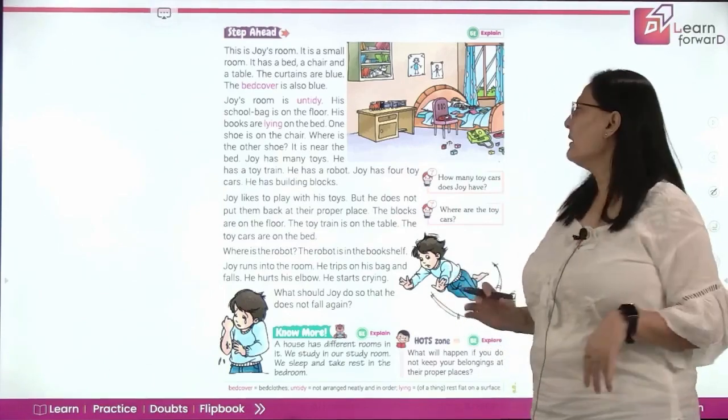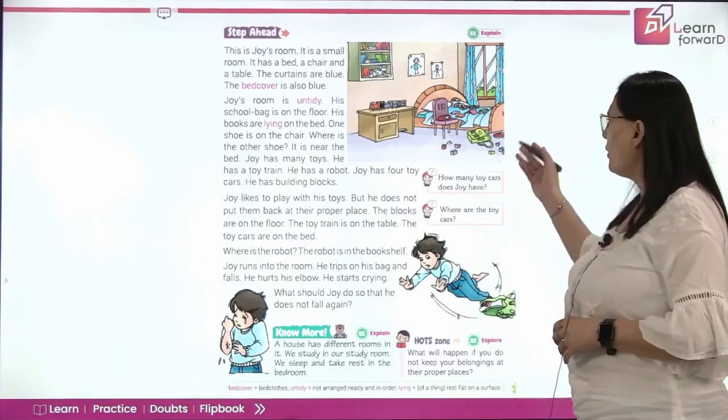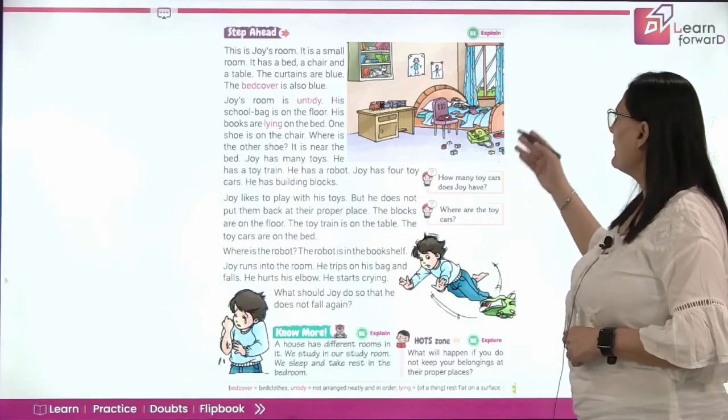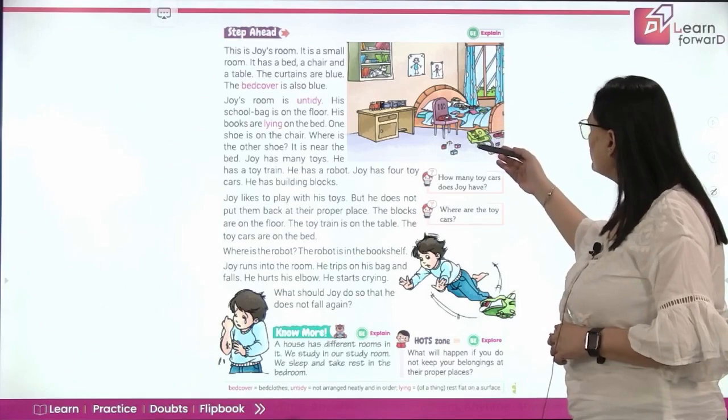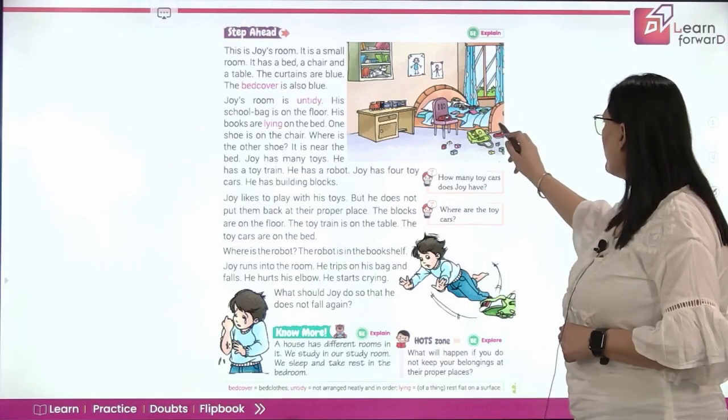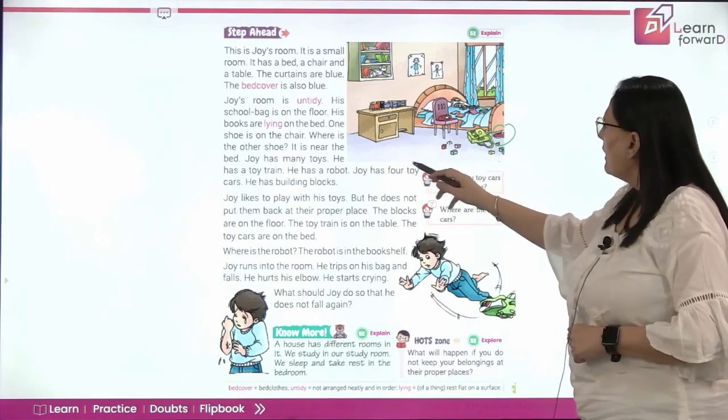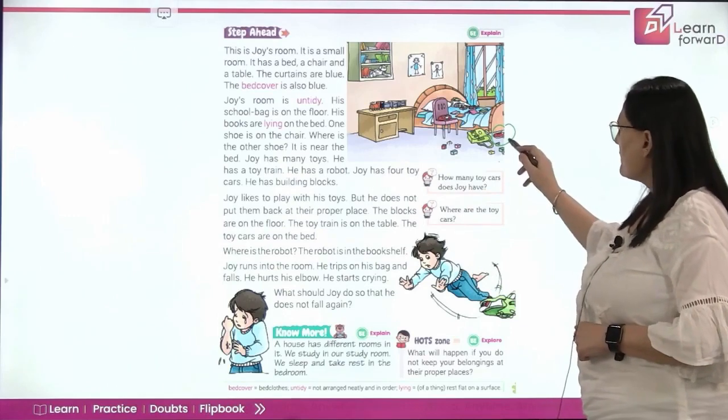It's messy. His school bag is on the floor. His books are lying on the bed. One of the shoes is on the chair. One of the shoes is here. Where is the other shoe? It is near the bed.